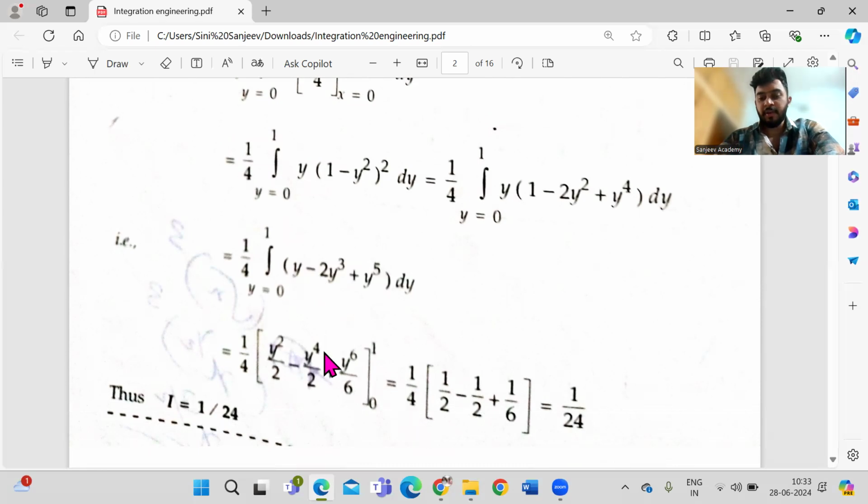Upper limit minus lower limit. And once I'm solving the question, we'll be getting the answer fast. 0, we are least bothered because if you put 0 in place of y, it will be 0 only. So just put 1. 1 by 2 minus 1 by 2, 0. And here 1 by 6.